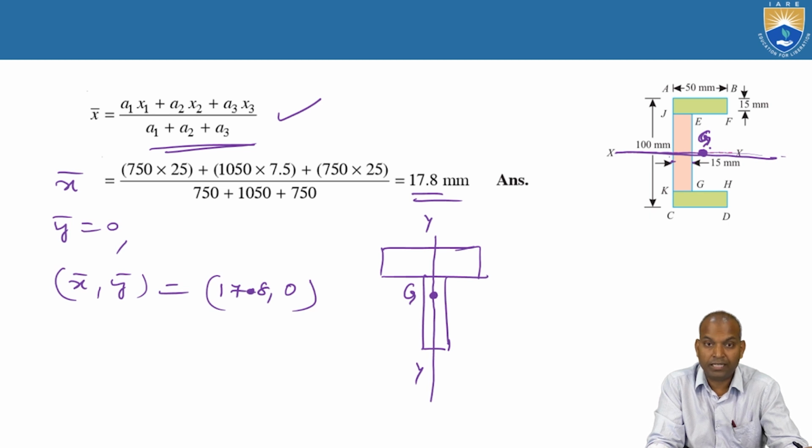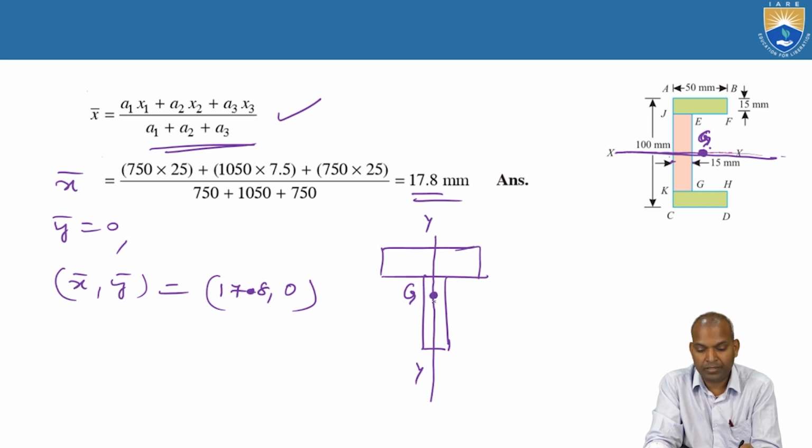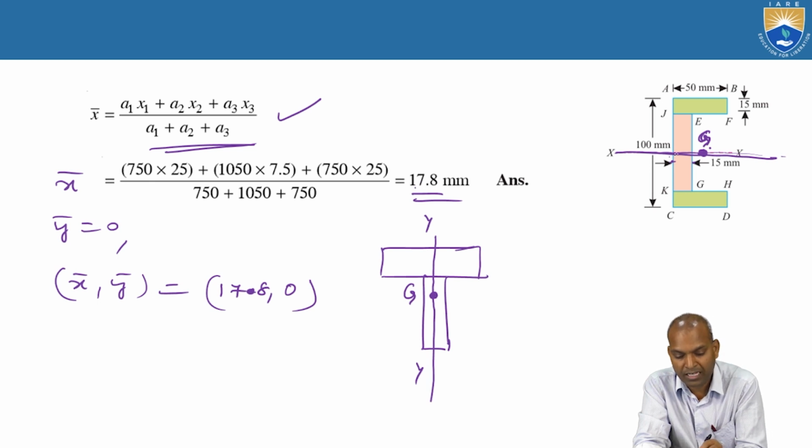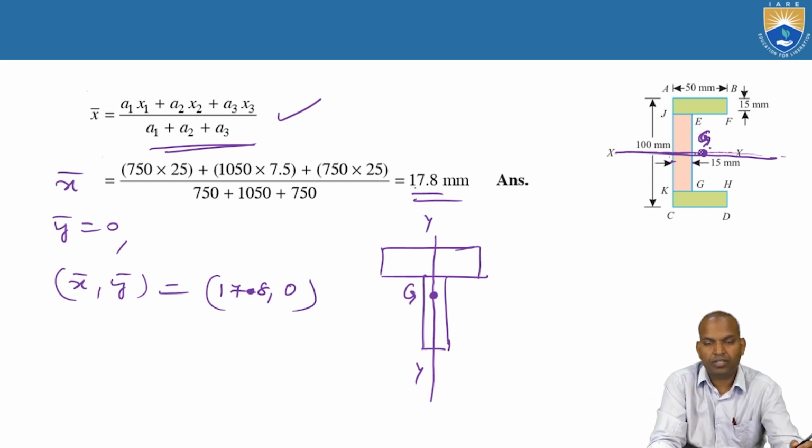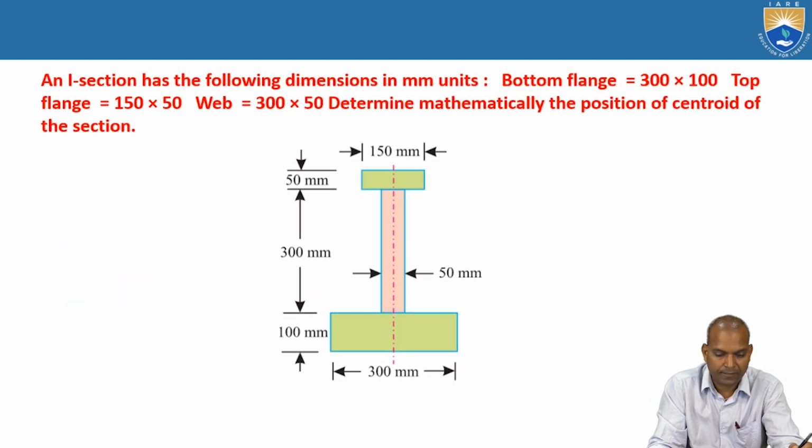From this, we understood the centroidal characteristics are the important thing of the centroid. In the case of the T section, it is on the geometry. Here, how much? 17.8 mm. This 15 is away from that. The centroid passes through this point. Okay, that is for the channel section.